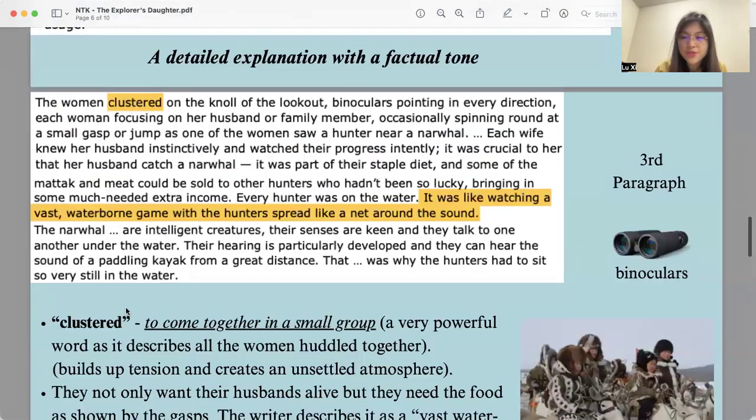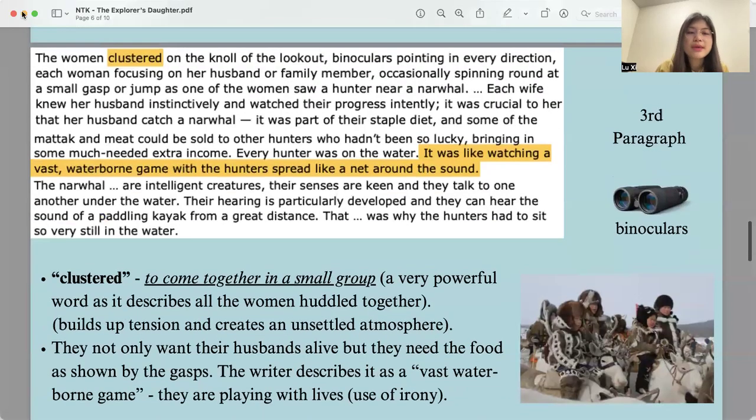Okay, so coming to the third paragraph, the women clustered. The meaning of cluster is to come together in a small group. It's like a very powerful word as it describes all the women huddled together. So they hug together in one group. Why? Let's keep on reading.